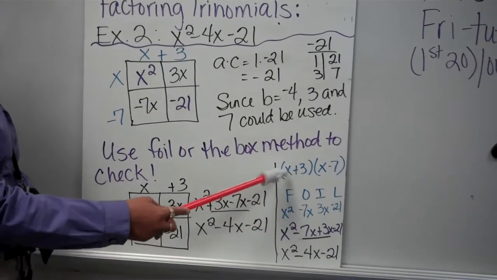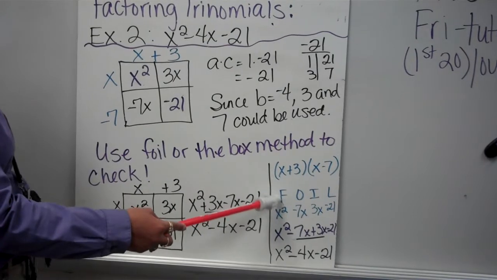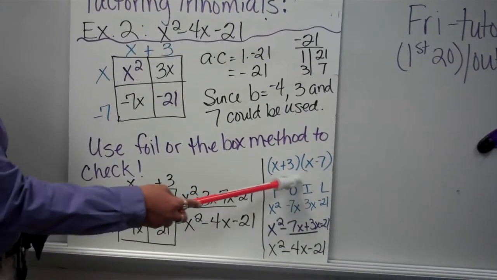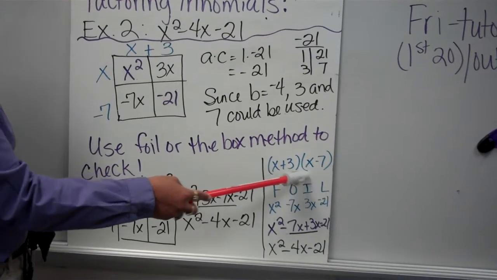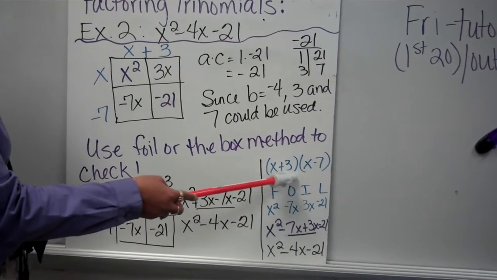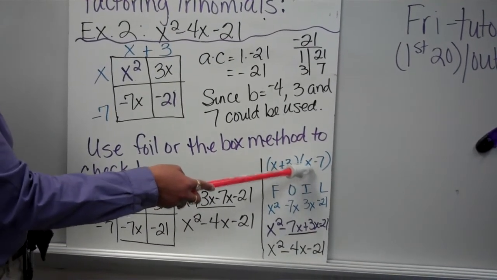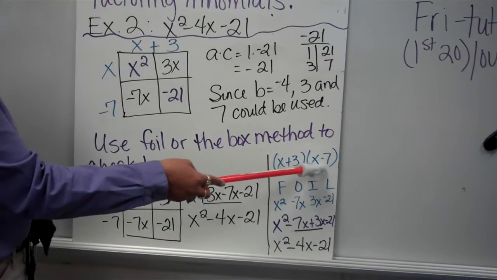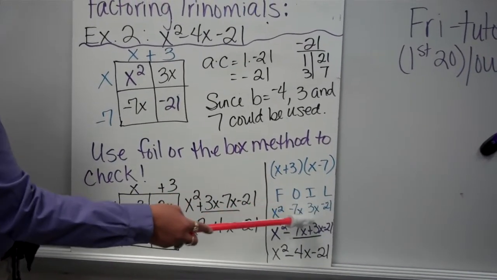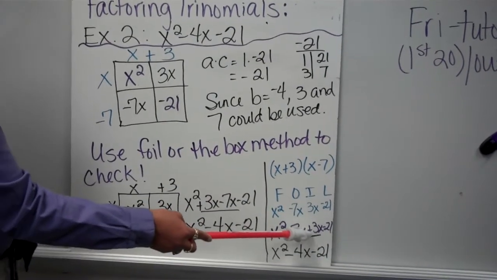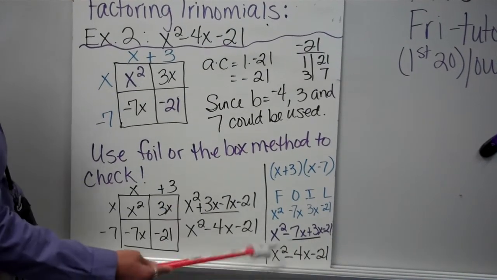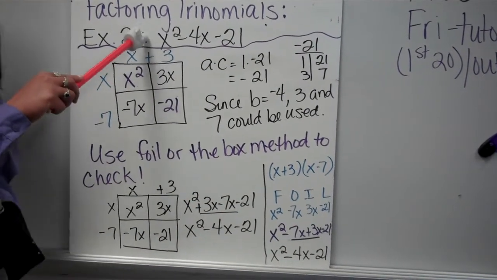If I use FOIL, then I'm saying x times x is x squared because that's my first term in each set of parentheses. Then my outside terms are x and negative 7, so x times negative 7 makes negative 7x. My inside terms are 3 times x, which makes 3x. And then my last terms are 3 times negative 7, which makes negative 21. I can combine like terms here, and negative 7x plus 3x is negative 4x. So x squared minus 4x minus 21 is what I get, and it's what I was hoping to get, and that's the correct solution.